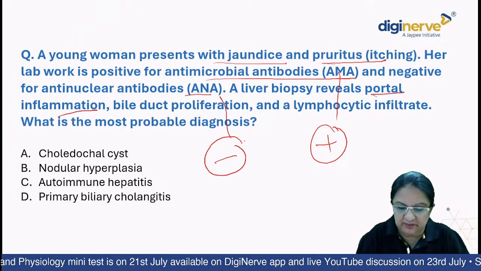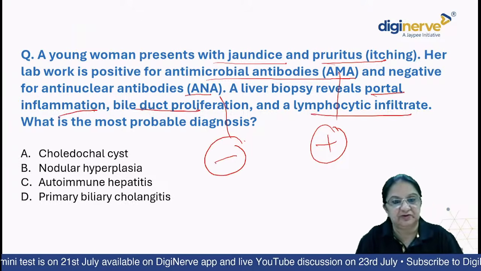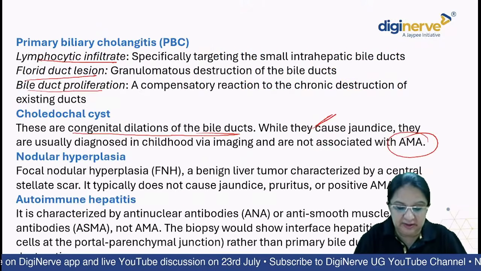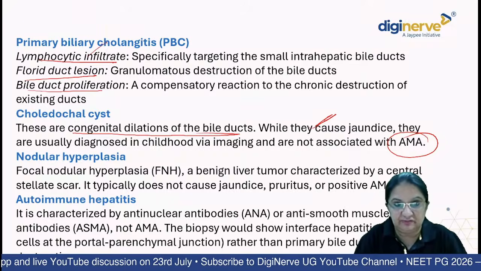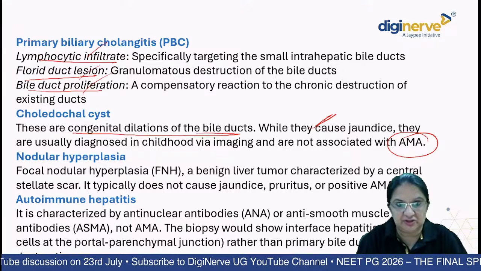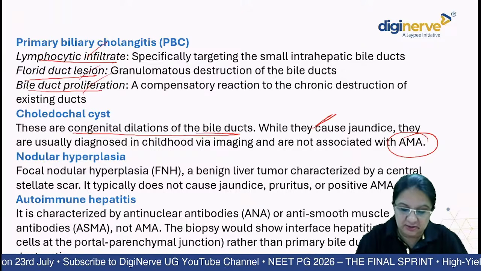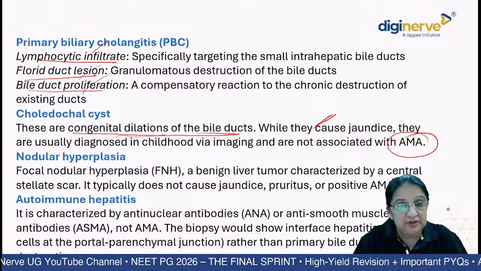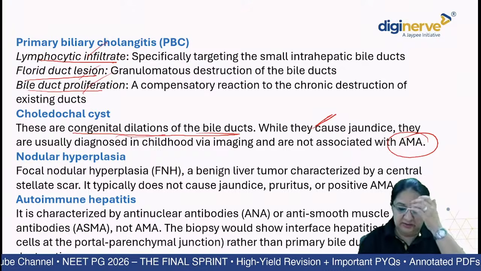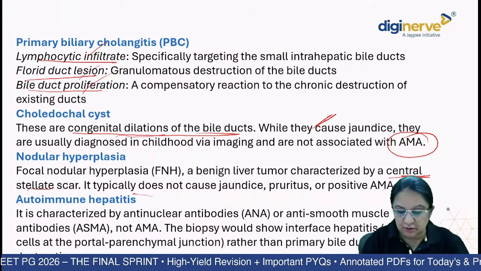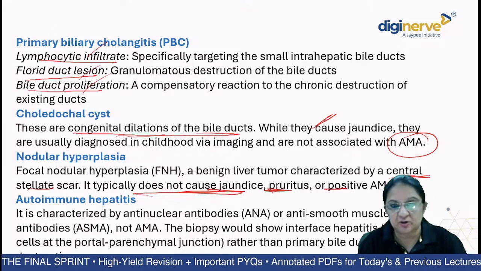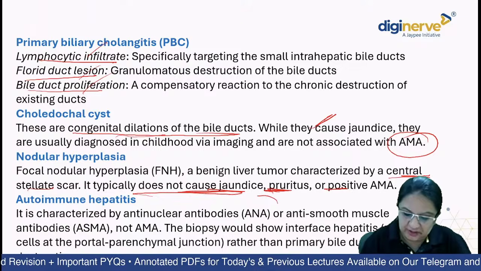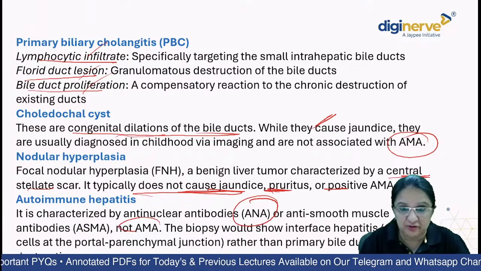There is portal inflammation, bile duct proliferation, lymphocyte infiltration. So this is a case of primary biliary cholangitis. Primary biliary cholangitis, you saw lymphocytic infiltration, florid duct lesion, bile duct proliferation. Choledochal cysts are congenital dilatations and not associated with AMA. Nodular hyperplasia has a central stellate scar. It does not cause jaundice or pruritus, and is not positive for AMA. Even autoimmune hepatitis is not positive for AMA. Okay?